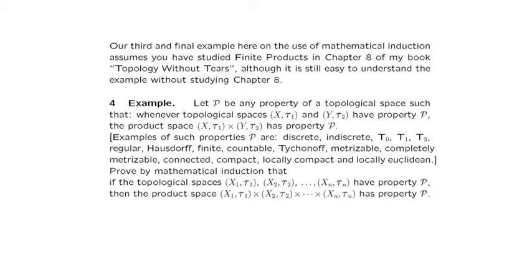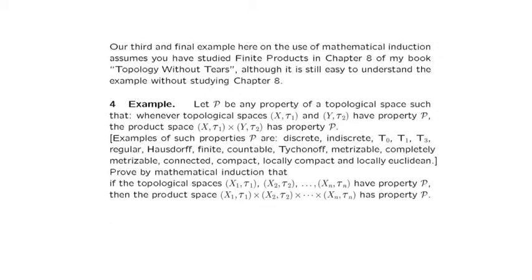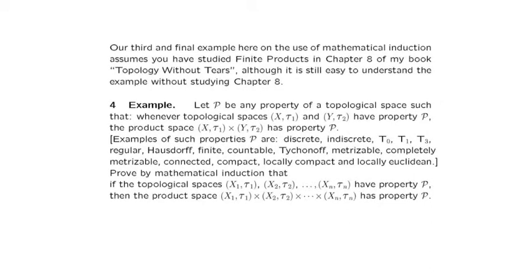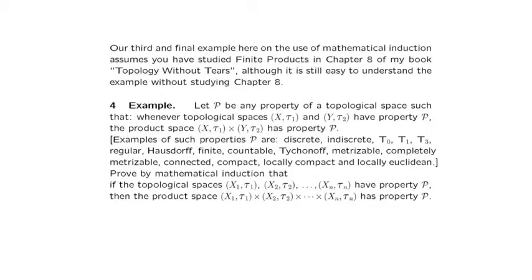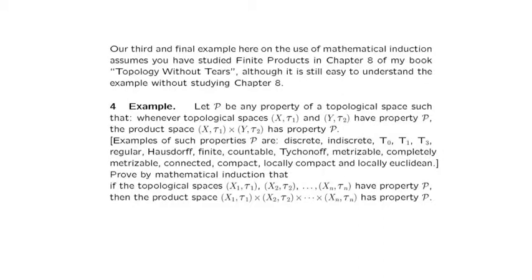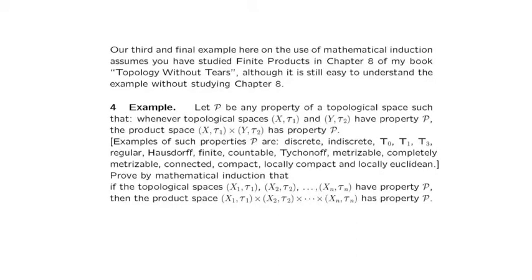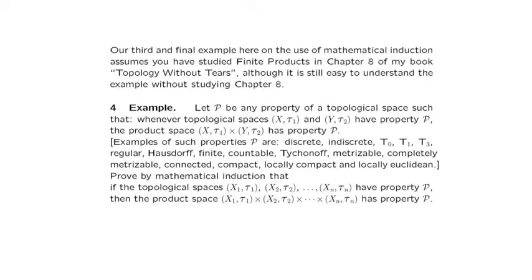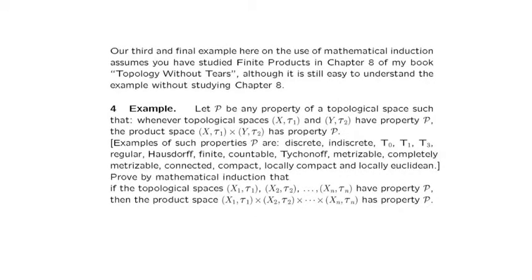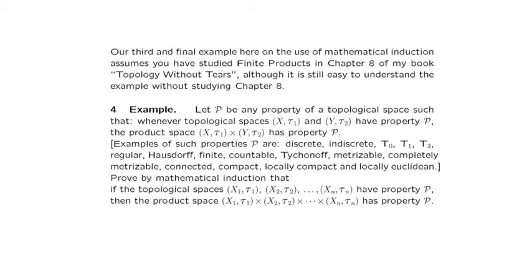Let P be any property of a topological space such that whenever topological spaces (X1, τ1) and (Y, τ2) have property P, then the product space (X1, τ1) cross (Y, τ2) has property P. We have met myriads of properties which have property P. For example, the discrete space. The product of two discrete spaces is a discrete space. Indiscrete spaces, T0 spaces, Hausdorff spaces, metrizable spaces, compact spaces, and so on.